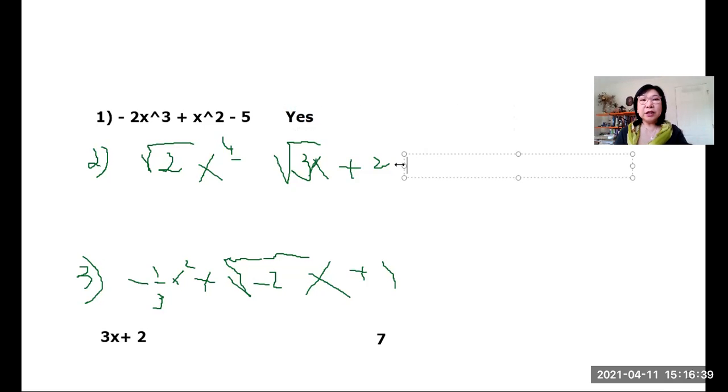Given the algebra looks like this, square root of 2 times x, make sure you make an observation. The x here is outside the square root bracket. There's only the number 2 inside here. Then x to the power 4 minus the square root of 3x. This time the 3x is inside the square root, both of them, and plus 2. Now, yes or no? I'm going to give you a second to think about it.